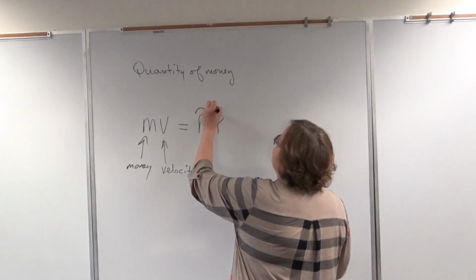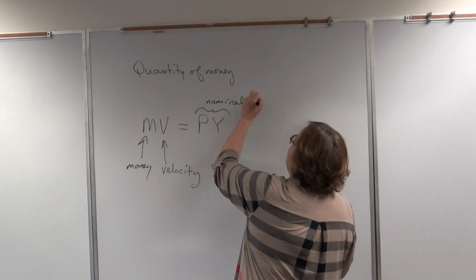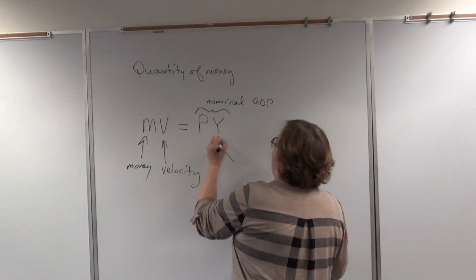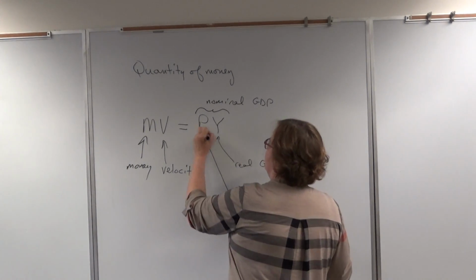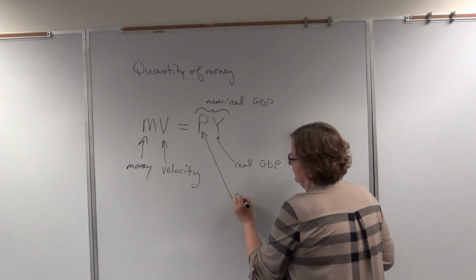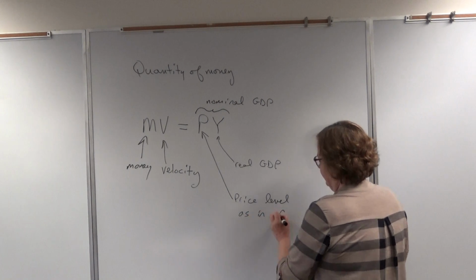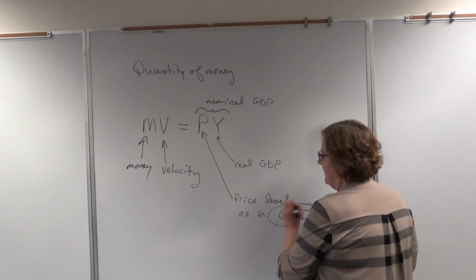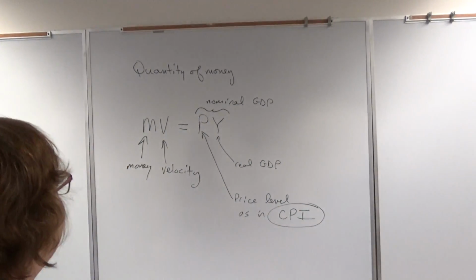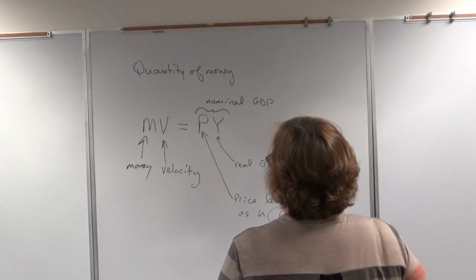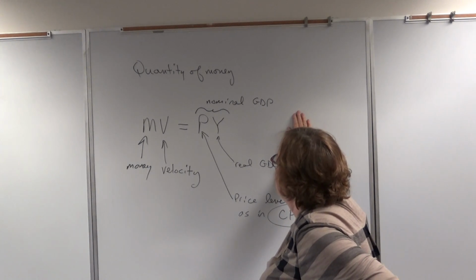Now, this is nominal GDP. The Y is real GDP. And this is the price level, as in CPI. So it's the CPI, the price level as we would describe it. So we have this situation where the amount of money can have an impact.